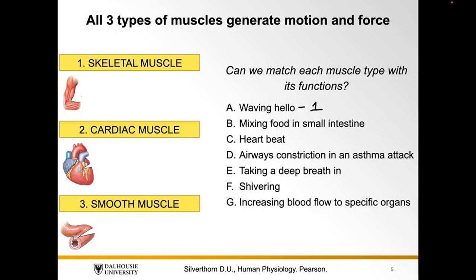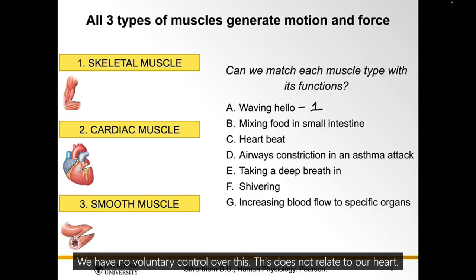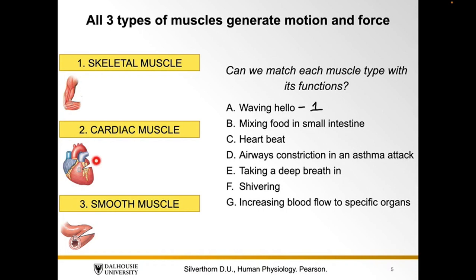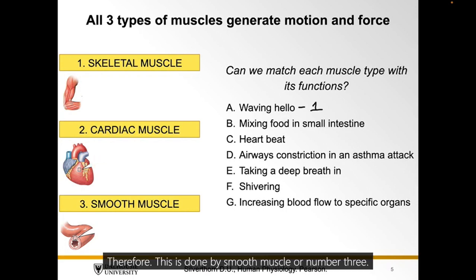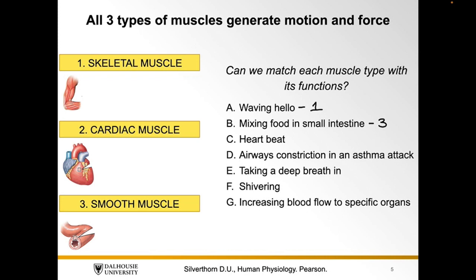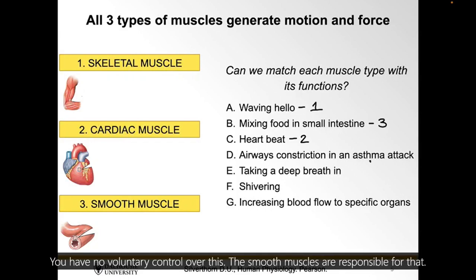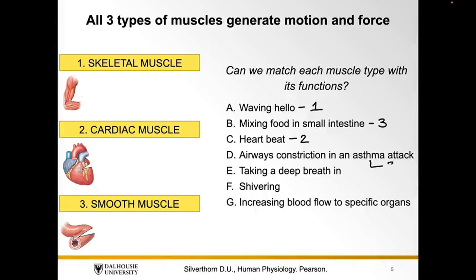Mixing food in our small intestine. We have no voluntary control over this. This does not relate to our heart. Therefore, this is done by smooth muscle or number 3. Your heart beating is done by your cardiac muscle. Airways constricting during an asthma attack. You have no voluntary control over this. The smooth muscles are responsible for that.